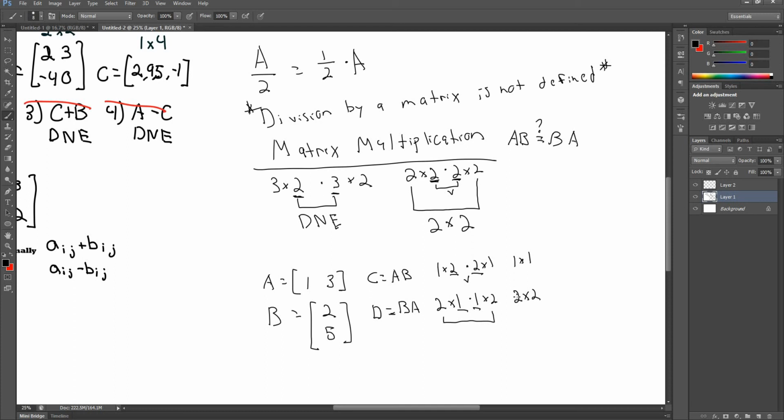Now, how we actually go about doing these is an algorithmic and a recursive process. Whatever our first matrix is, we do each row at a time. And whatever our second matrix is, we do each column at a time. So we always do rows, and then while we're doing a row, we do each column.